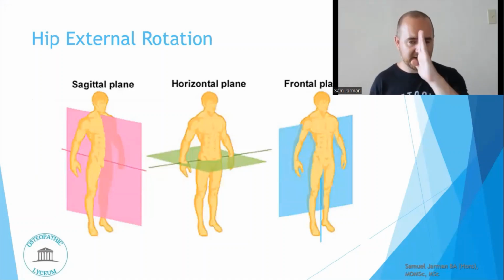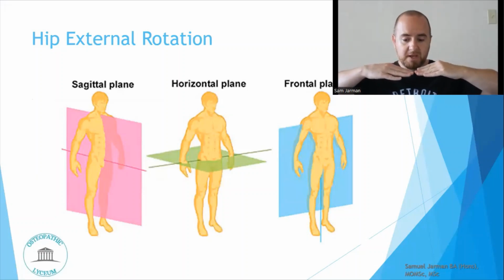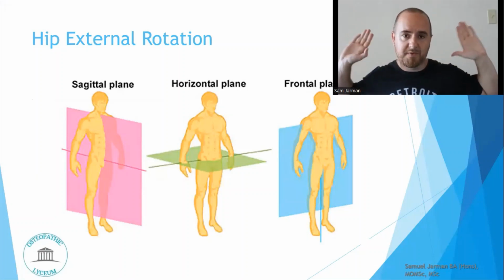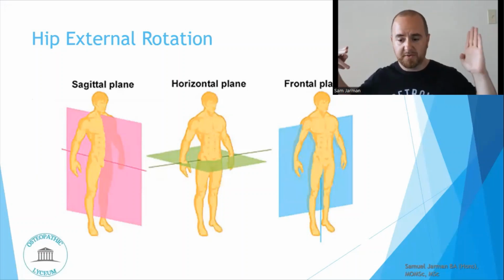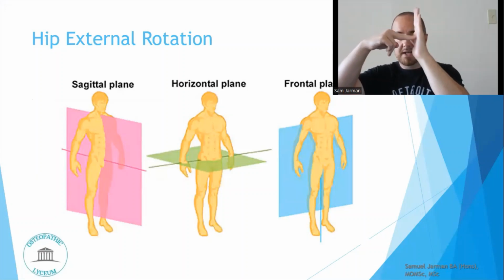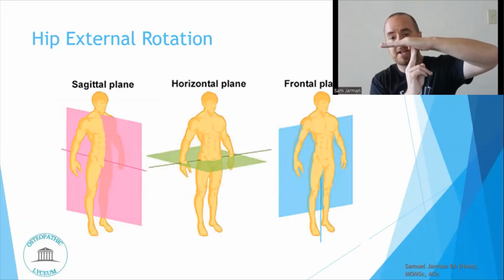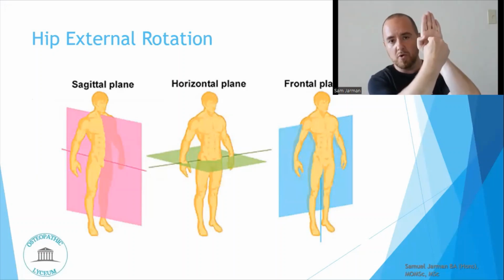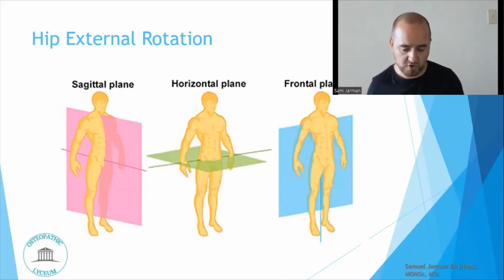Quick review of our planes. The sagittal plane is a 50% cut of the body left to right. Horizontal or transverse plane is a 50% cut of the body top to bottom. The frontal or coronal plane is a 50% cut of the body back to front. Your axes are perpendicular to the planes. The sagittal plane has a horizontal or transverse axis. The horizontal or transverse plane has a vertical axis, and the frontal or coronal plane has an anterior to posterior or posterior to anterior axis, depending on the terms you like.